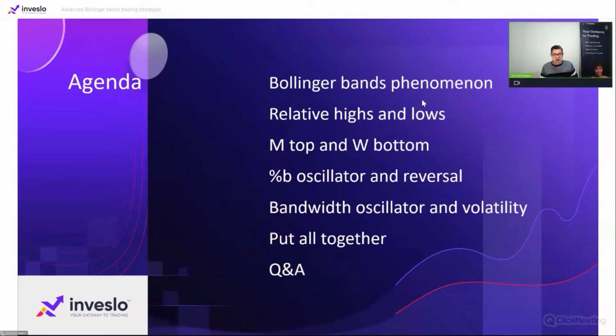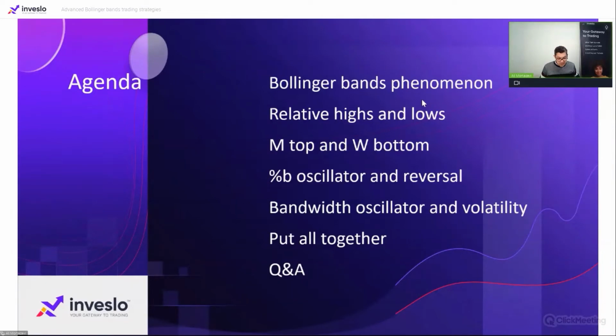And then I will introduce you to the relative highs and lows, which is the cornerstone concept of the Bollinger Bands. It means if you want to use it correctly in the right way, first you need to know what is the relative highs and lows and why they are very important for us. Then we are trying to use these concepts of Bollinger Bands to identify trend reversals, maybe a M top and the W bottom in terms of the Bollinger Bands.